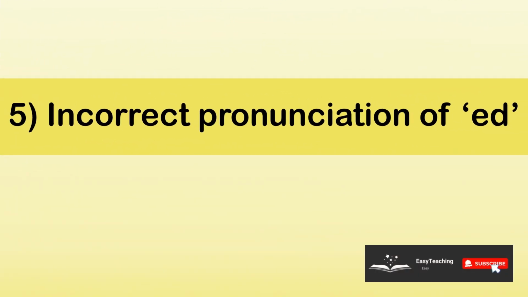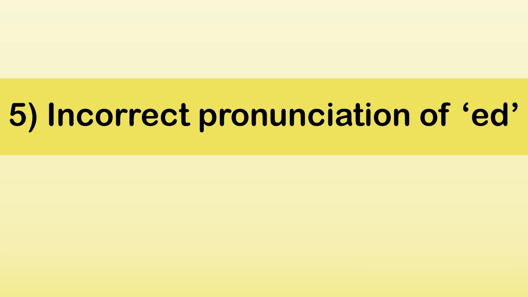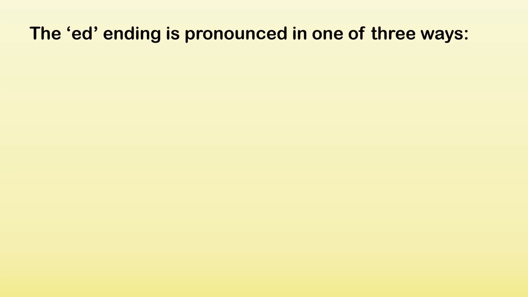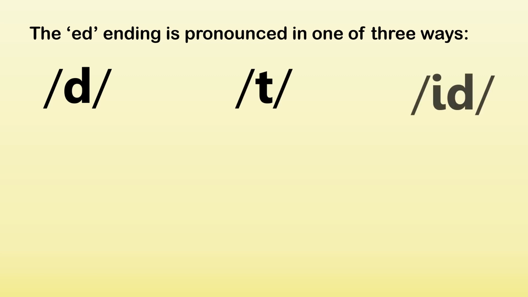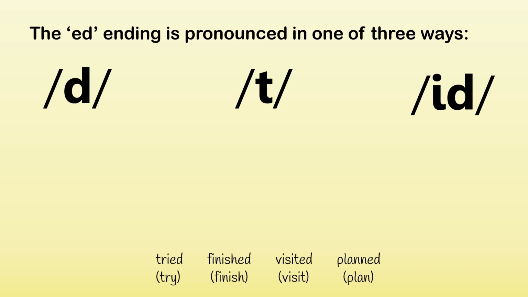Number 5. Incorrect pronunciation of ed. We add ed to the end of regular verbs to form the past tense. The ed ending is pronounced in one of 3 ways: d, t, and id. The ending sound of the base word tells us which of these sounds to use. Take these 4 verbs, and here is the base word of each.